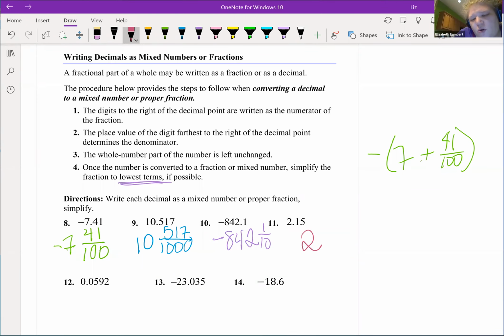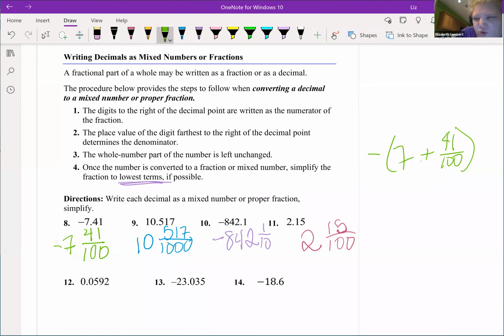So 2 wholes and 15 10/100ths. So 15 is 3 times 5. So the 3 won't go into 100, but the 5 will. So 100, or $1, if I split it into 5 equal parts, I would have 20 cents. So that is what 100 divided by 5 is, 20. 15 divided by 5 will be 3. So we are going to end up with 3/20.